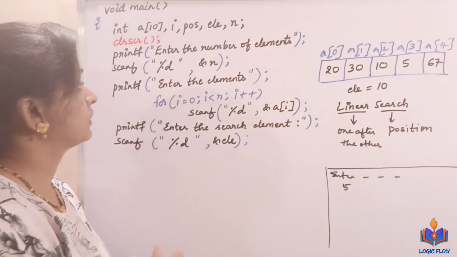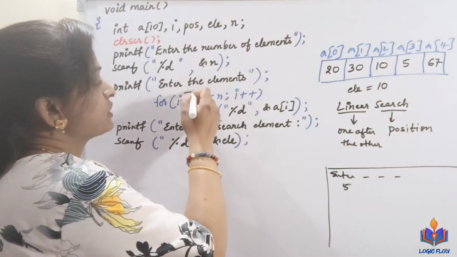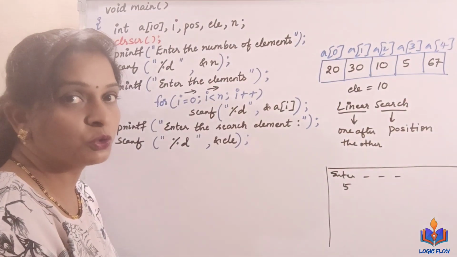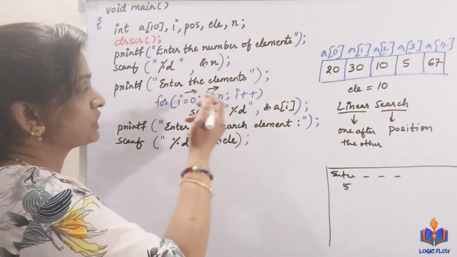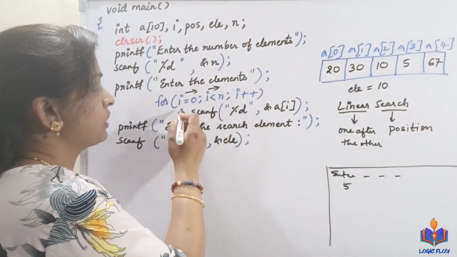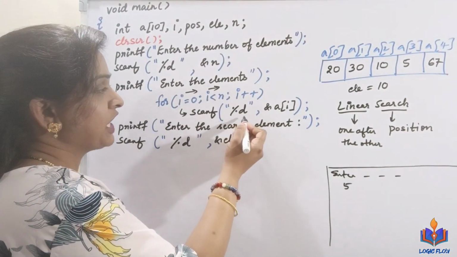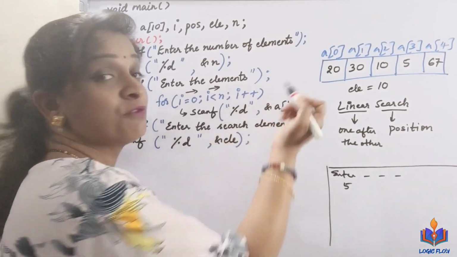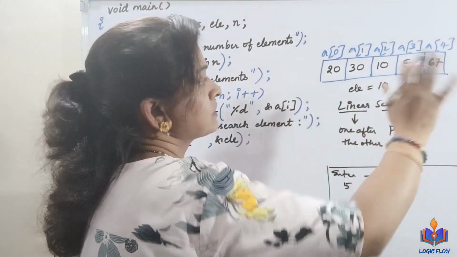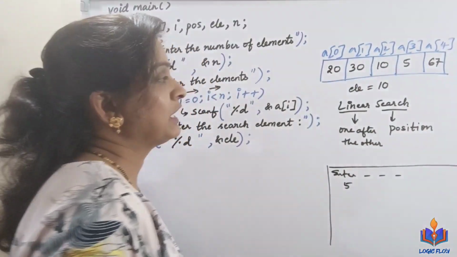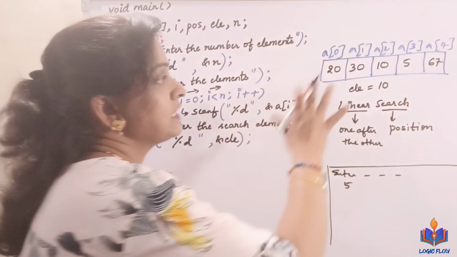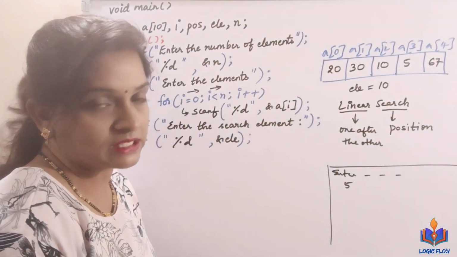That you can do. Now the loop starts as usual. We are going to accept the array elements. So we know how to read the array elements. i equal to 0, 0 less than n, that is 0 less than 5, condition true, execute this immediate statement: scan an integer, store in the address of a of i, means a of 0. So likewise, I am going to accept the values. Let us see, these are the values: 20, 30, 10, 5, 67. These elements I have accepted.